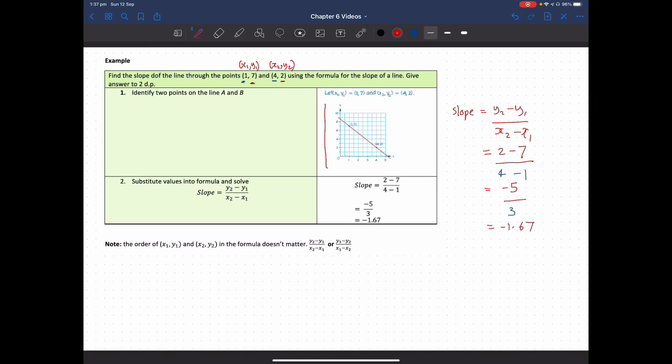What happens if you make a mistake? If by mistake you had gone 7 minus 2 and 1 minus 4, so the pairs of numbers are reversed, 7 minus 2 gives you 5. 1 minus 4 is negative 3, which still will give you negative 5 over 3, which is negative 1.67. You do get the same answer.